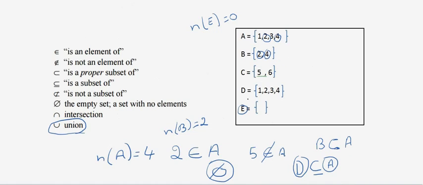So the result set in this scenario, if I have to write A union C, will have 1, 2, 3, 4 and 5 and 6. Now if you see here, all the elements are unique. I have not repeated any of the elements.